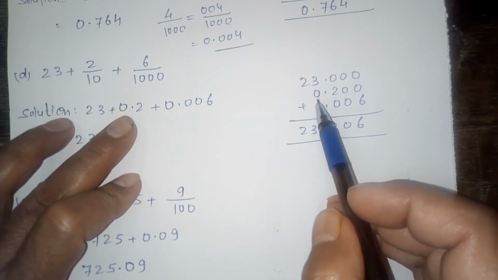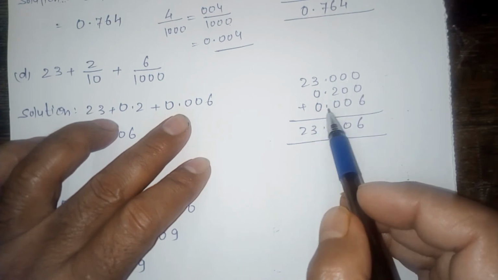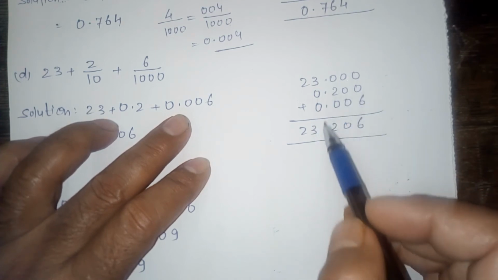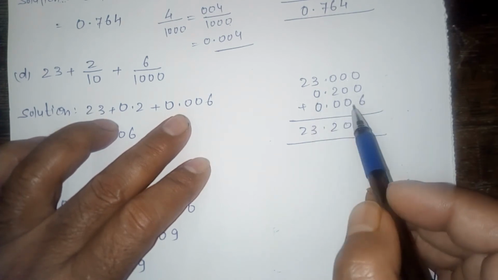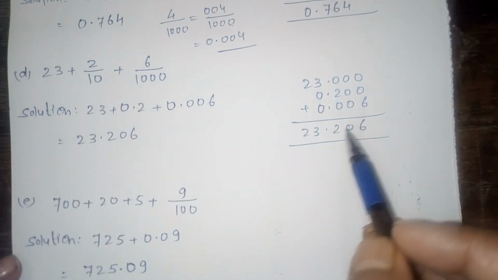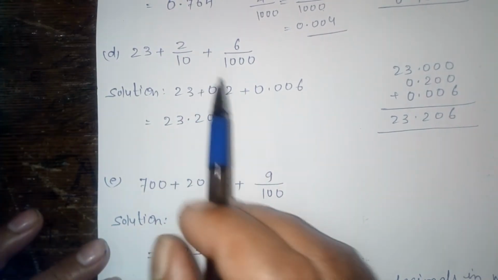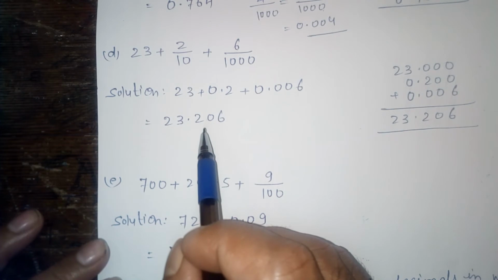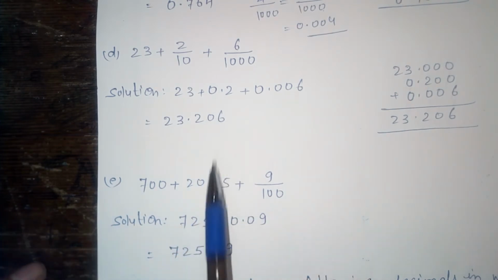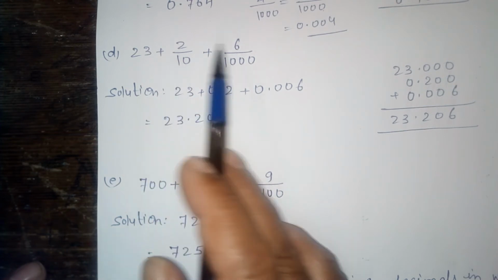We can write here 0.200, and this is 0.006. After adding we will get 23.206. 23.206 is the required answer of the given question.